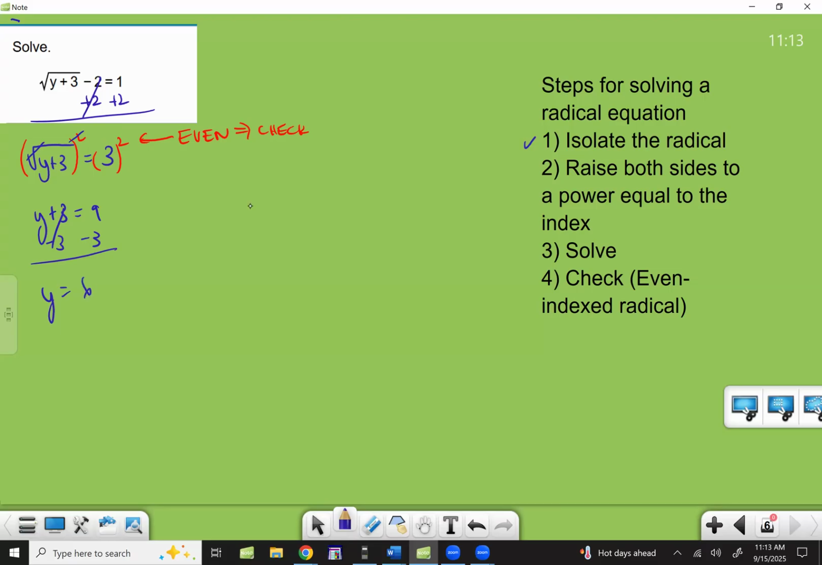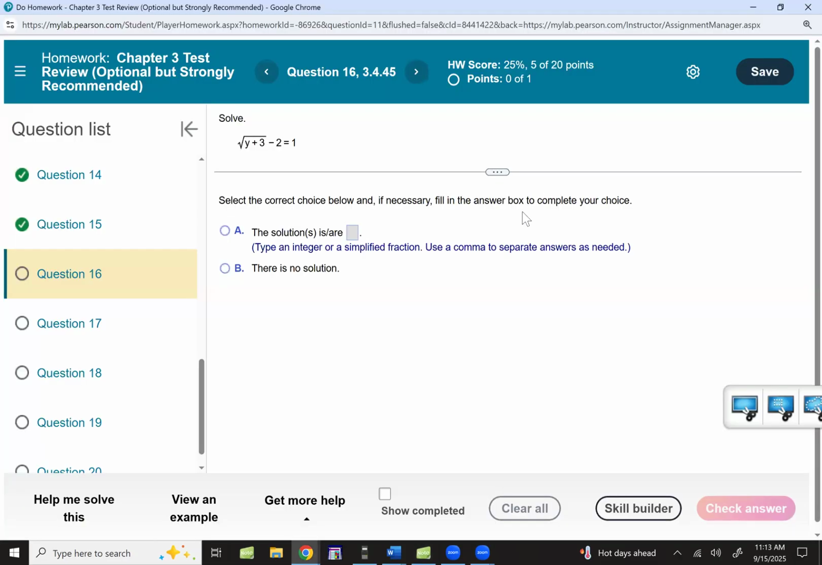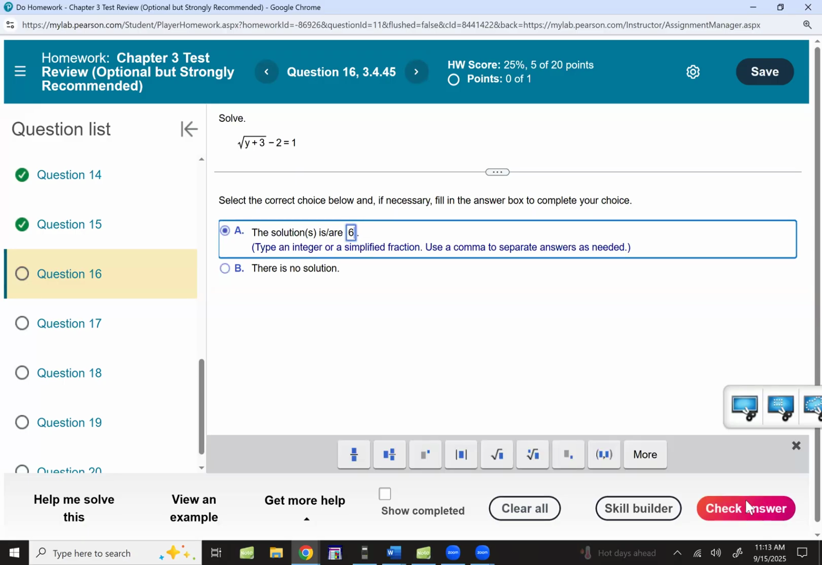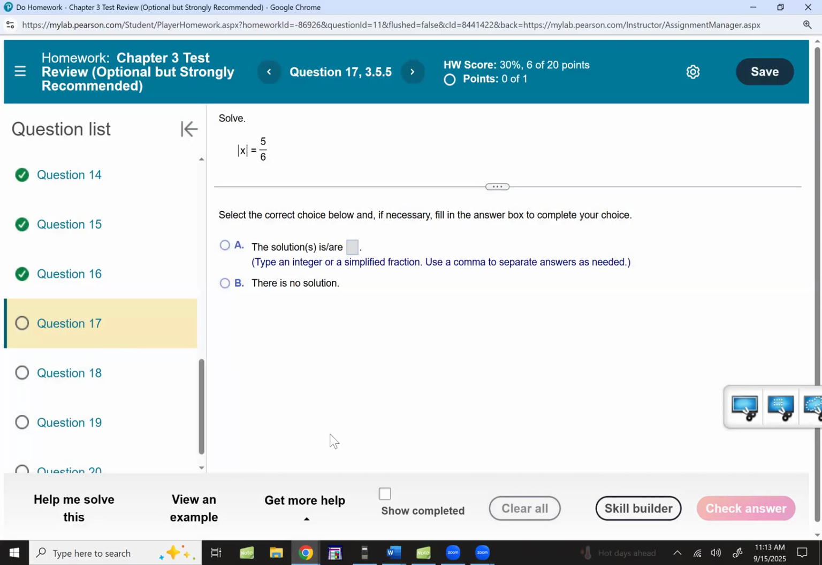So let's check this and see if this actually is a valid solution. So we're going to put 6 in for the y and let's see what happens. Well, 6 plus 3 is 9. The square root of 9 is 3. And 3 minus 2 is 1. Okay, this works out. 6 is the keeper. So let's go put that in. Select the solutions are just one of them. Cool. Not too bad, but just make sure you check it.